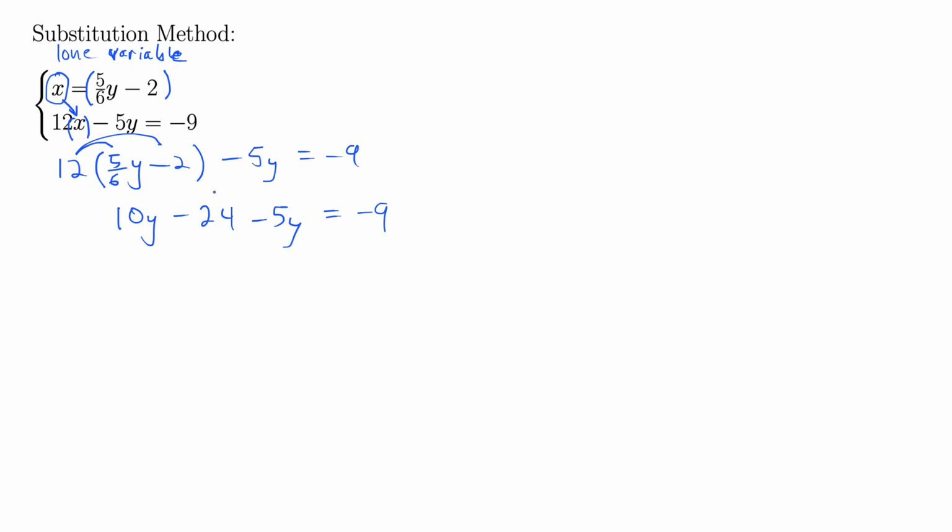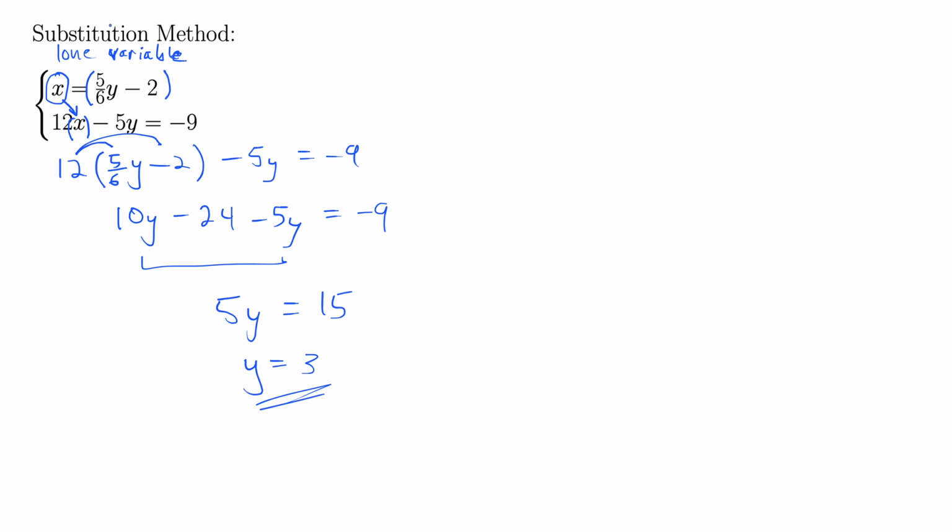We can add the 24 to both sides and combine like terms here to get 5y equals, well, 24 minus 9 is 15. Divide by 5, y equals 3. Okay, well, that's only half our answer, but that's a good half.